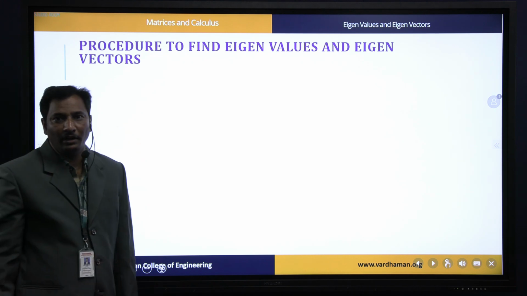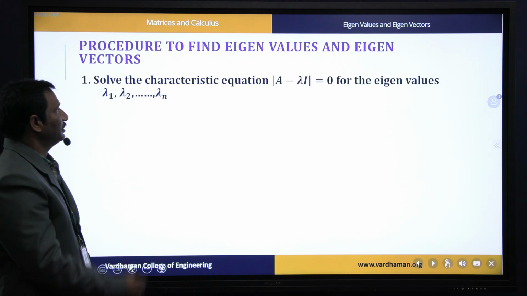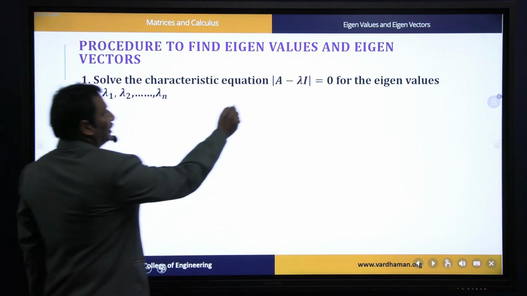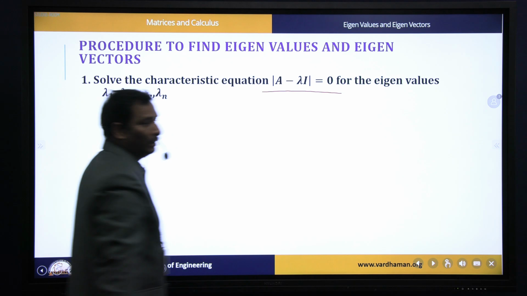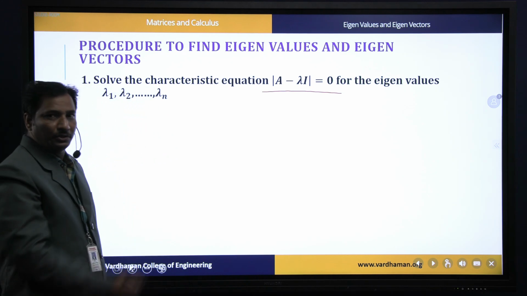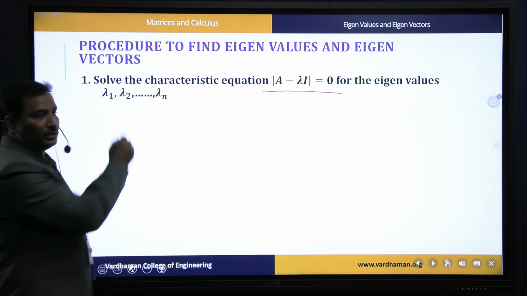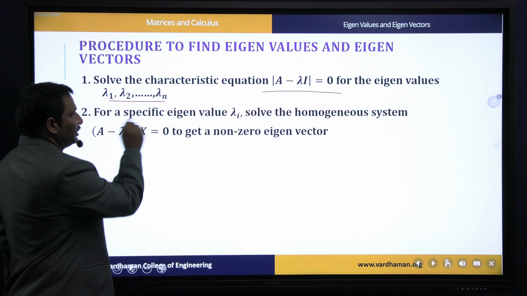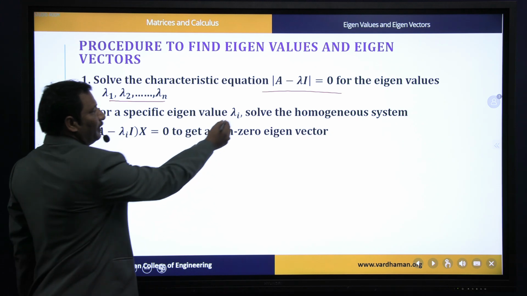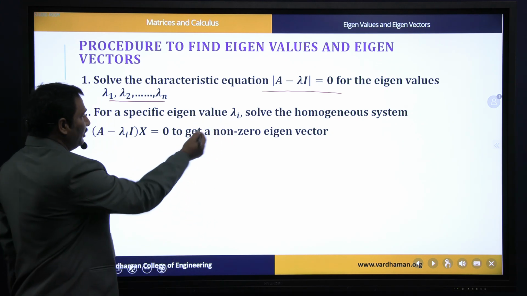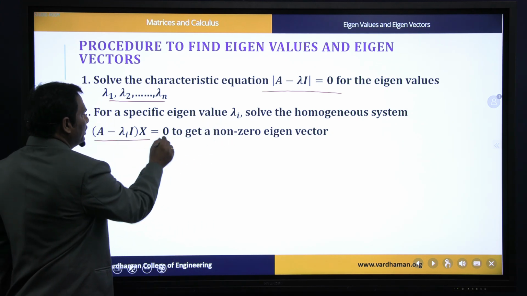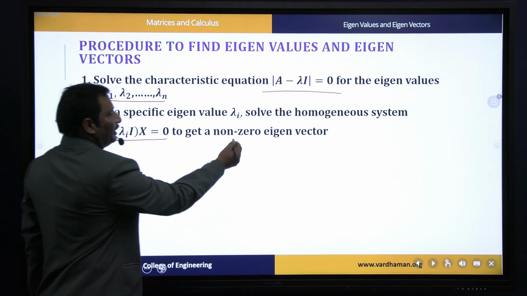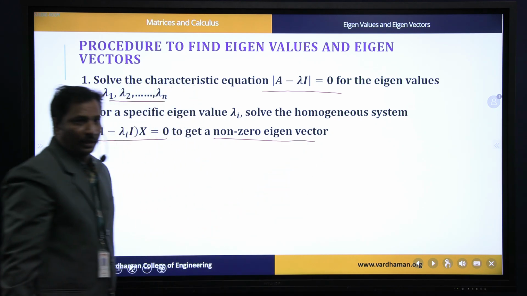Procedure to find the eigenvalues and eigenvectors. The first step is to find the characteristic equation. The characteristic equation is defined as det of A minus lambda I equals 0, to find the eigenvalues lambda 1 to lambda n. Next, for each eigenvalue lambda, we have to solve the homogeneous system A minus lambda I times x equals 0. Then we will get a non-zero vector x.